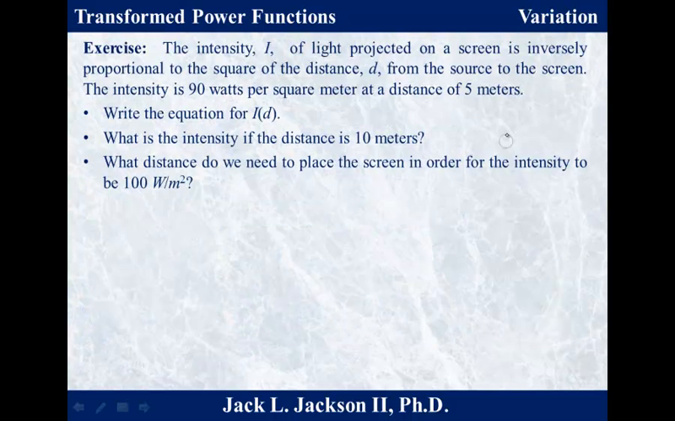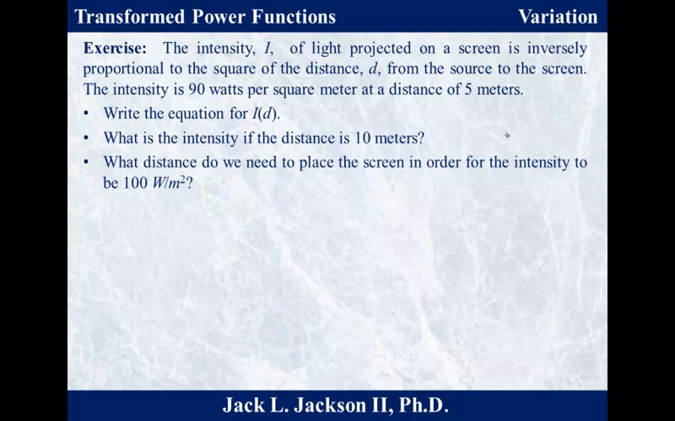Okay, so let's take a look here at an example. Here's another inverse square law. The intensity I of light projected on a screen is inversely proportional to the square of the distance d from the source to the screen. The intensity is 90 watts per square meter at a distance of 5 meters. That last sentence is what we call an initial condition. The first sentence is going to allow us to get an equation, but it's going to have a constant k in there. We don't know what that constant is yet, but it is a fixed number.